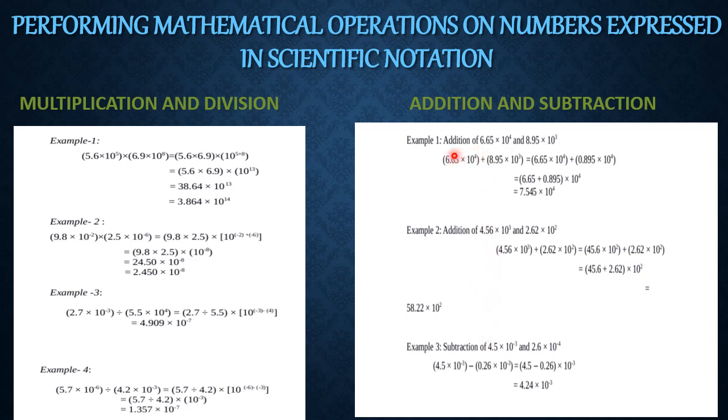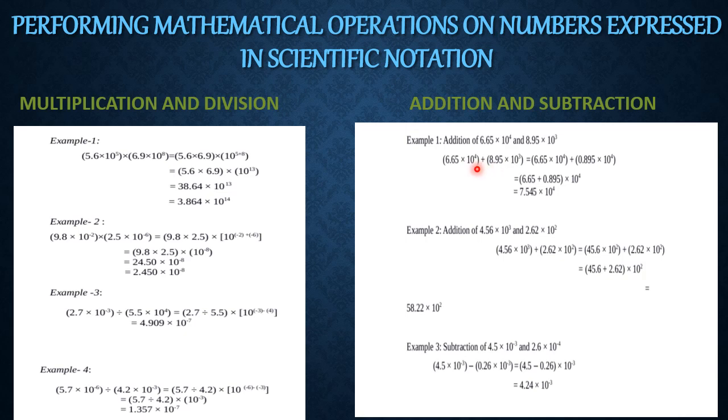Addition of 6.65 into 10 to the power 4 and 8.95 into 10 to the power 3. This is in the form of an equation. Now please concentrate on the 10 to the power. This is 10 to the power 4. This is 10 to the power 3. During addition, if both powers are different, then it becomes difficult to add. Therefore, we have to make them equal. Whether you make both 10 to the power 3 or 10 to the power 4 is left to you. Then we can take that 10 to the power common.